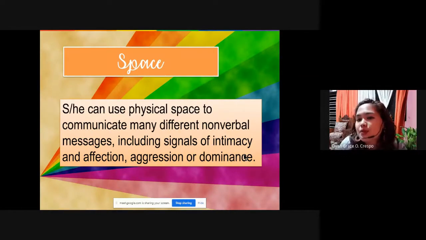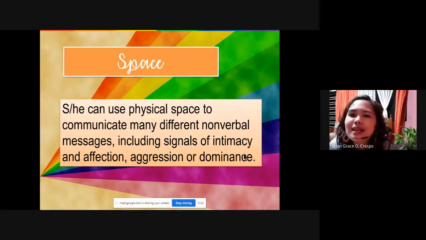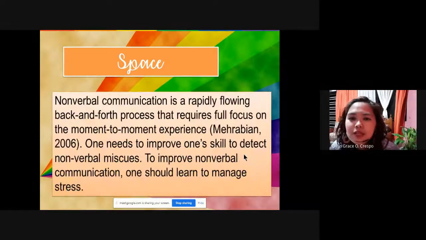So, you need to make sure that you don't get close, not because they're fussy, but he or she is not comfortable. Some people still insist on putting their hand there. That's the personal space of your classmate, so you don't need to put your armrest there. Sometimes, we need to know the space allotted to us by a person so that they will not feel uncomfortable. So, that is also pakikisama. Nonverbal communication is rapidly flowing back and forth, a process that requires full focus on the moment-to-moment experience. So, we need to improve our nonverbal communication.